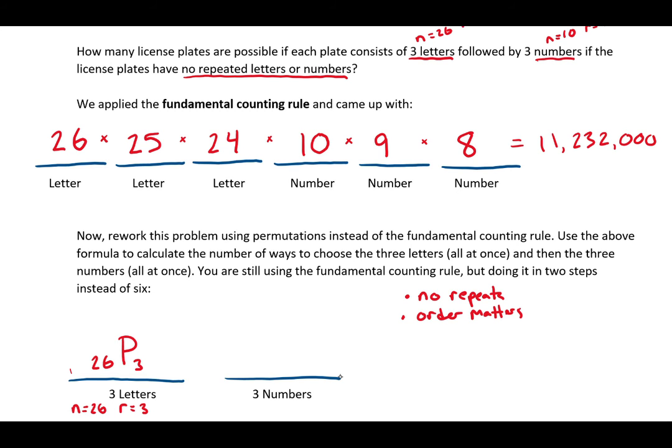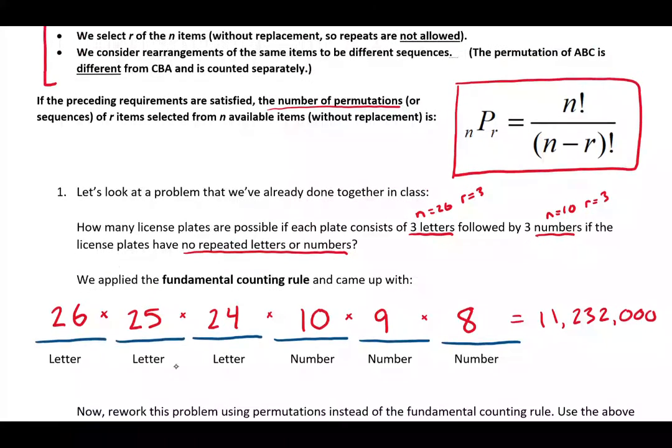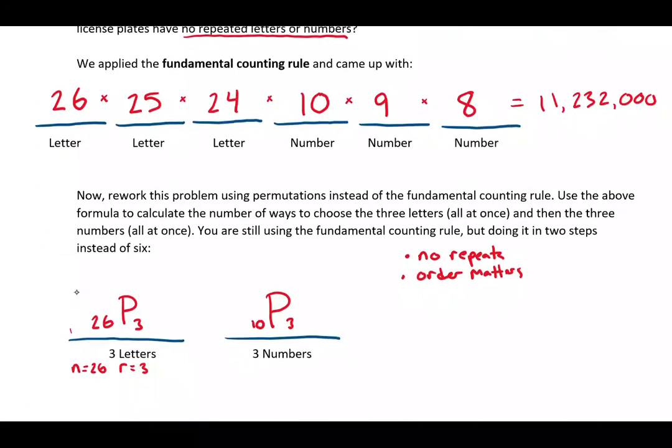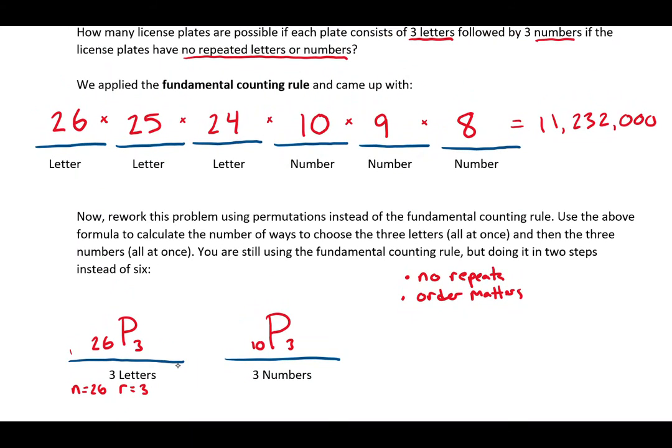And then for the 3 numbers, that would be 10, because we have a group of 10 numbers to choose from, 10 permutation 3. And now to calculate each of these, I'm going to scroll up for a moment. Here's the formula for that. N factorial divided by n minus r factorial. That's the formula that we would be using to calculate each of these permutations.